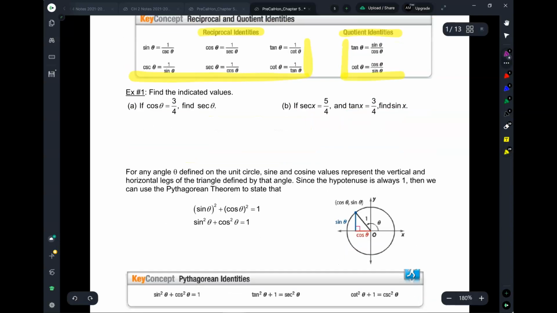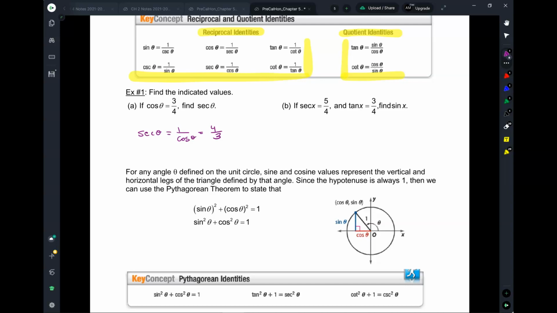So here, if cosine is 3 over 4, find secant of theta. Well, we know that secant of theta is 1 over cosine of theta. So that's just the reciprocal, 4/3. That's it, right? We just used an identity. And we were doing this all along. You just didn't know that it was called an identity. But they do get a little bit more involved, so you might have a few more steps.